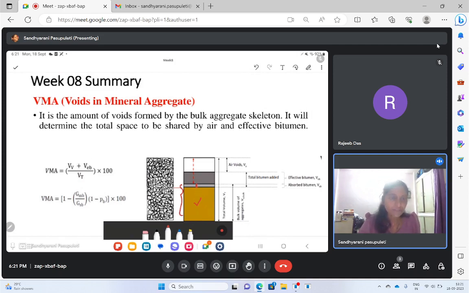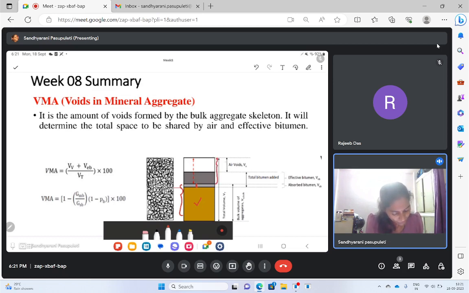aggregate. Because if I take the aggregates and add some amount of bitumen, let us say some amount of bitumen is absorbed by the aggregate, that means that bitumen is actually placed in the pores of the aggregates. So that is a part of the aggregate now. We can call that volume the bulk volume of the aggregate. Beyond this, whatever bitumen is there is covering the surface of the aggregate. That is not part of the aggregate.